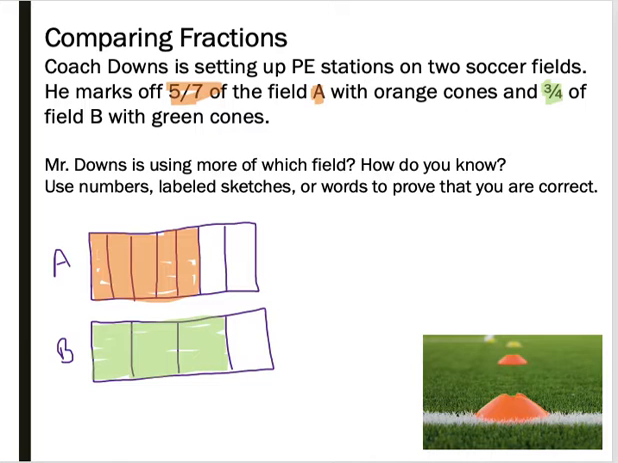We've highlighted the one that he's using more of. And just with your eyes here, we can see that 3/4 is going to be more than the 1, 2, 3, 4, 5/7. So we would say 3/4 is greater than 5/7. That's one way to help us compare fractions that do not have the same denominator. A picture is a great way to start. Remember that anytime you encounter a word problem.